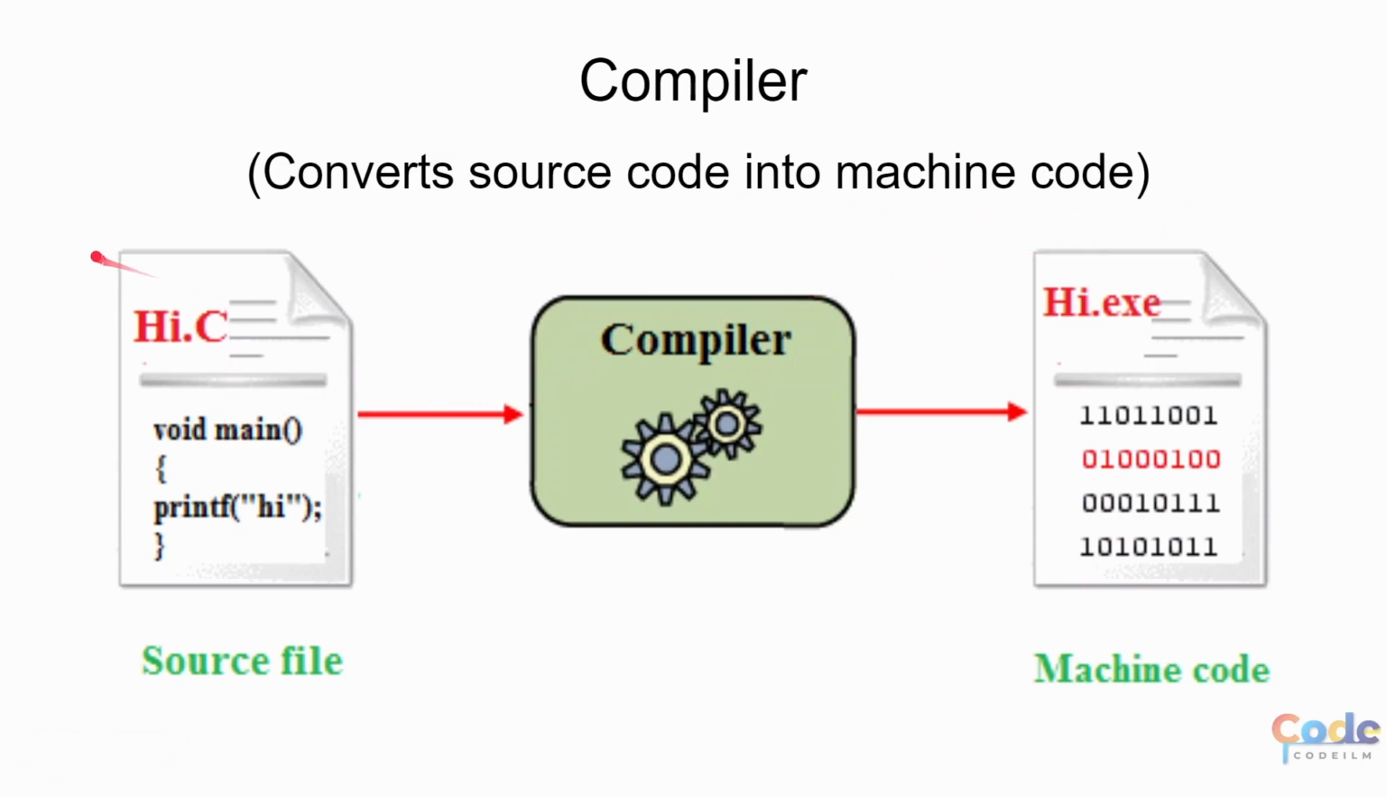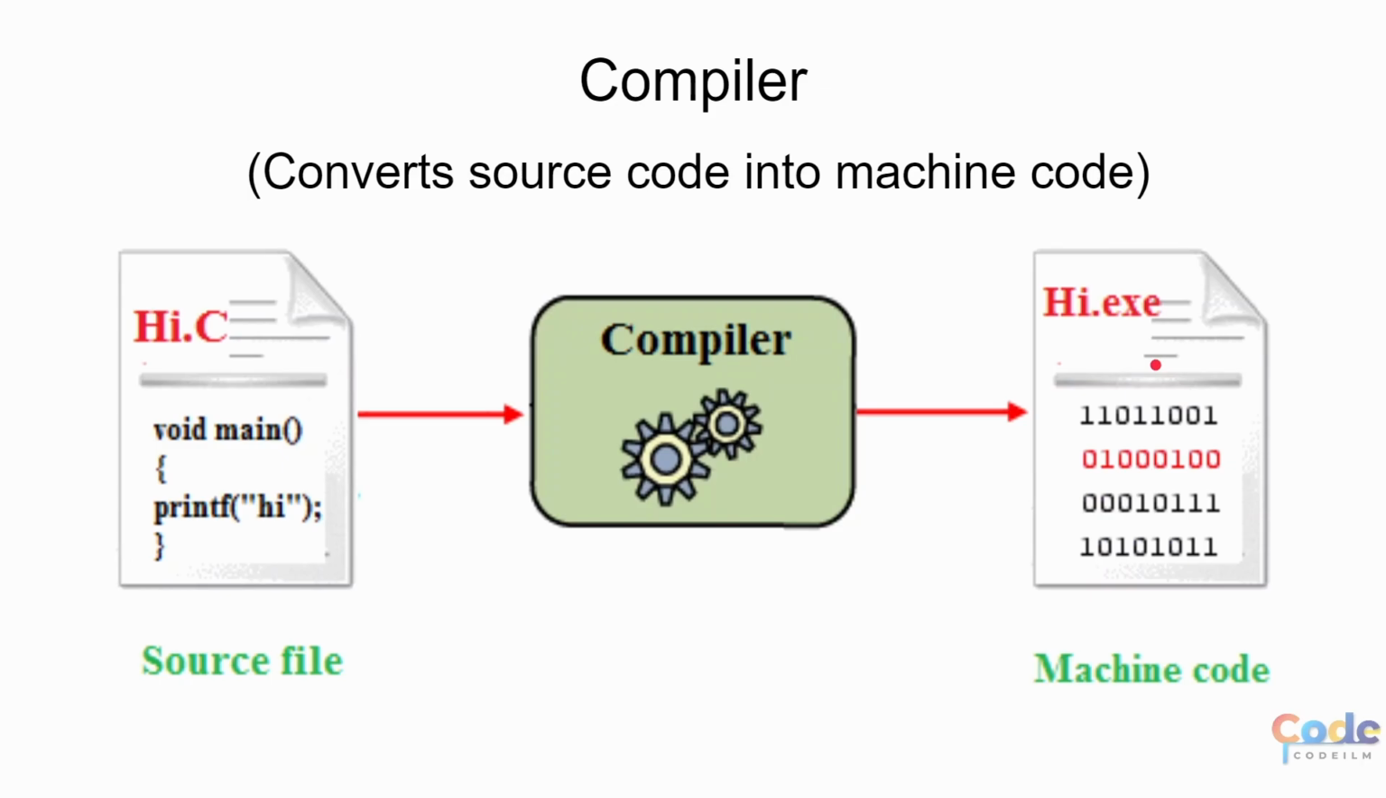So if you write your program in the C language, for example, this particular file is your source file, or you can say this is your source code. This source code will be converted into the machine code or into binary language by a software that is known as a compiler. One important point that you need to remember about the compiler is that compilers are language specific. This means if you have written a program using the C language, then you will have to use the C language compiler to convert this program into the machine code.